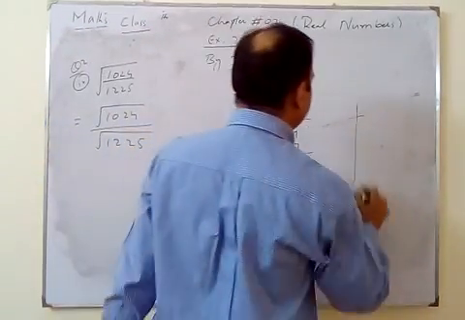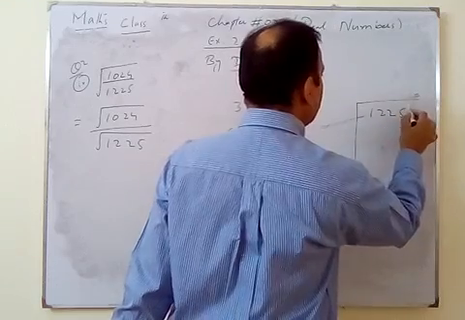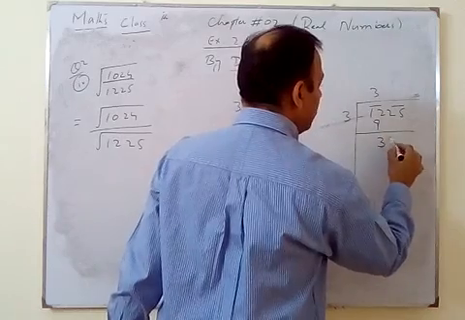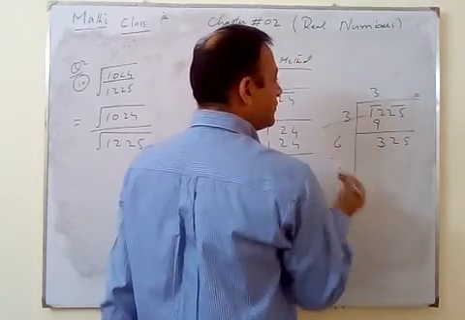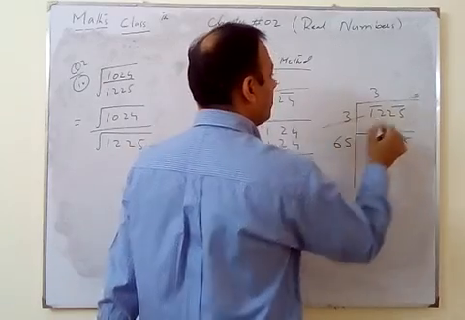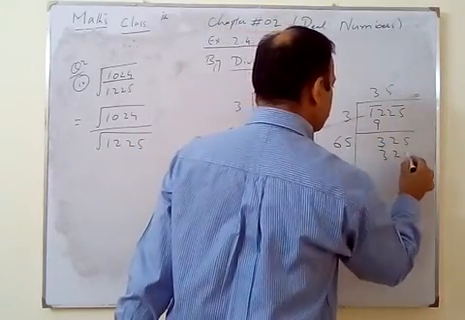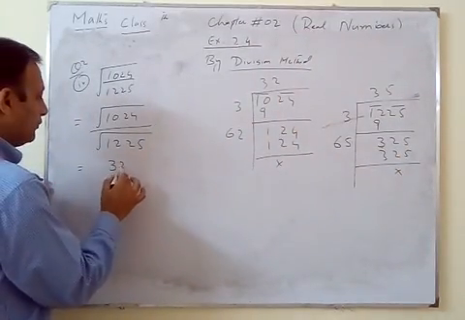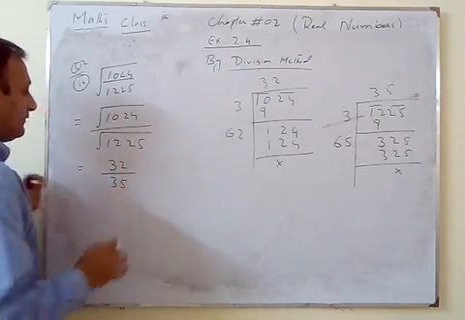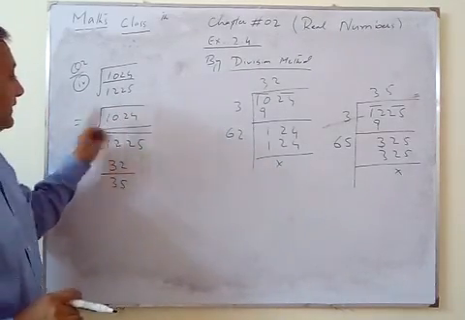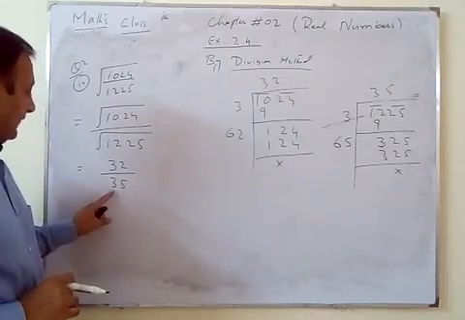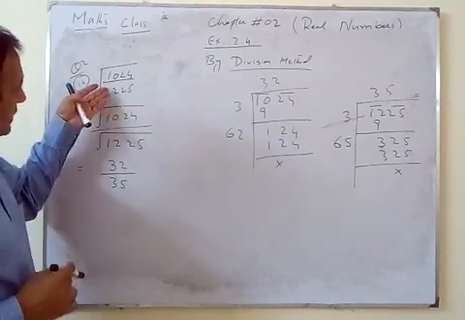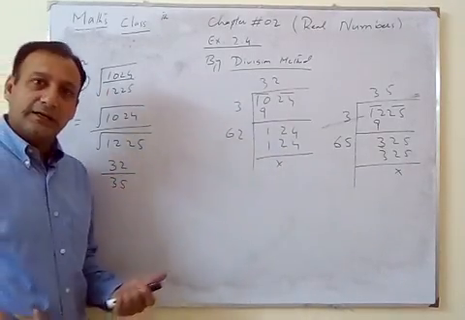Now for this one, 1225. Make the pairs again, by 3, 3 2 5. Make it double, so by 5. So here we have 32 divided by 35. 32 is the square root of this value and 35 is for this. So this is the answer of this question in a common fraction. So we are writing the answer in a common fraction, simple.